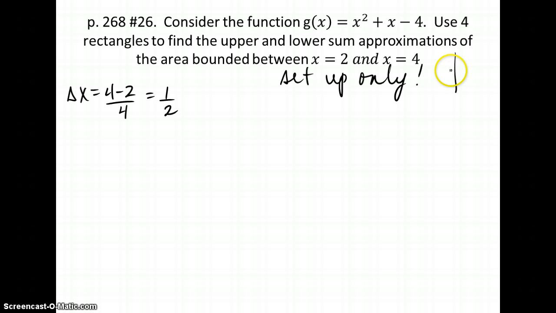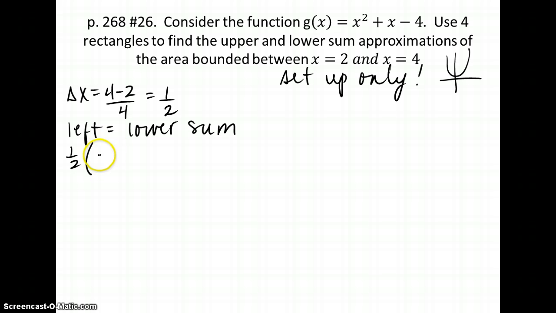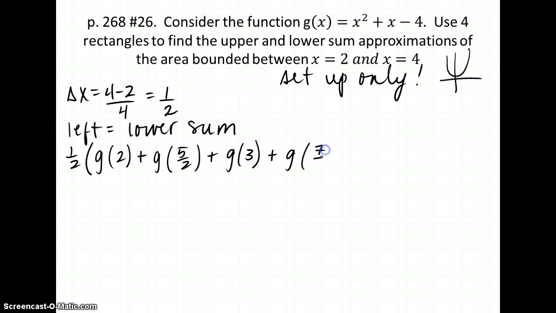x squared plus x minus 4, that's going to be an upward facing parabola, and between 2 and 4 the function's increasing. So again, the left endpoint will represent the lower sum, and this is what I'm looking for on a setup. Delta x, and then give me the correct function values. Start at A for the left sum. G of 2, and then add intervals of a half. So plus G of 5/2, plus G of 3, plus G of 7/2. That would be the left and therefore the lower sum, because G of x is increasing.